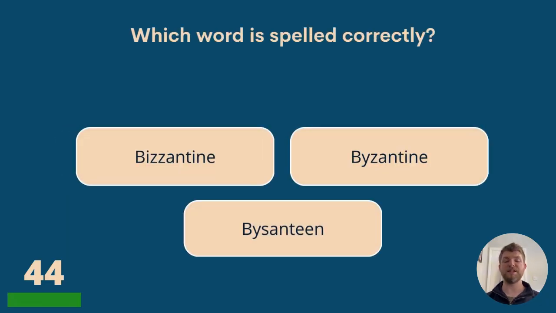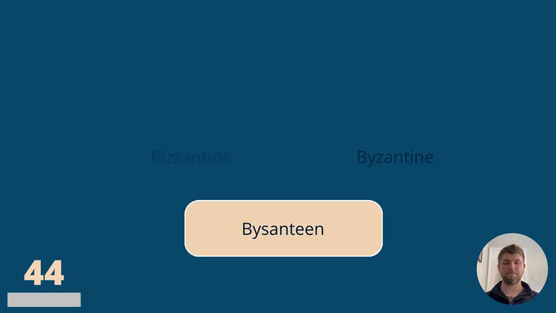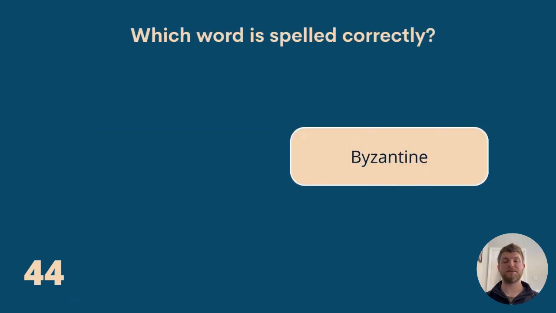What about of these? We could have a Byzantine, a Byzantine, or a Byzantine. Which is correct? The answer is a Byzantine, Byzantine.